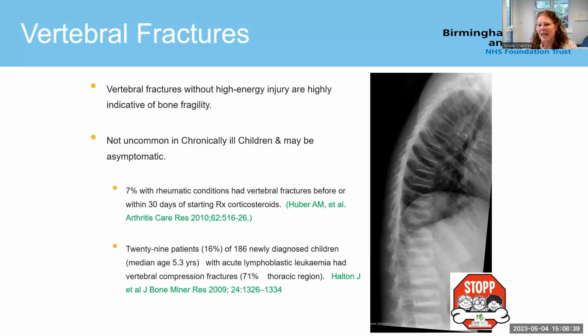In some work by the Canadian group, Professor Leanne Ward and colleagues, they did a natural history study of children taking glucocorticosteroids, and they found that 7% of children with rheumatic conditions had vertebral fractures before or within 30 days of starting those steroids. And in another group within the same study, those with acute lymphoblastic leukemia, 16% of newly diagnosed children had vertebral fractures. Most commonly, these fractures were seen in the thoracic region. So children do present with vertebral fractures.